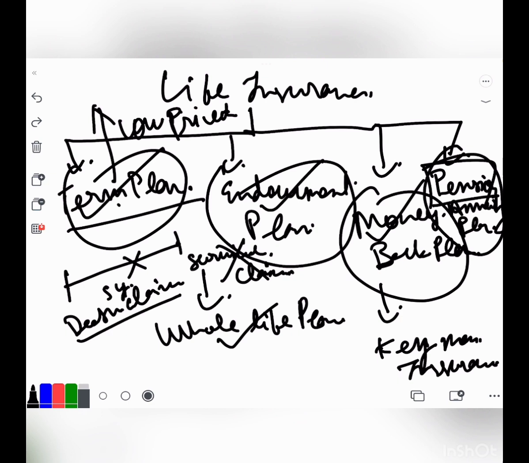Pension plan means when you are working, you can save some money to be given to the insurance company. After retirement, the insurance company will give you some fixed amount as a pension, as an annuity, an annual amount, to continue your life in the same way as you were doing when you were working.